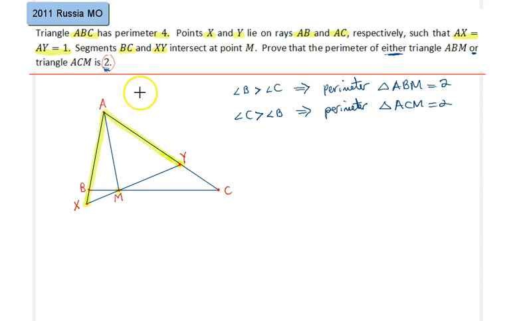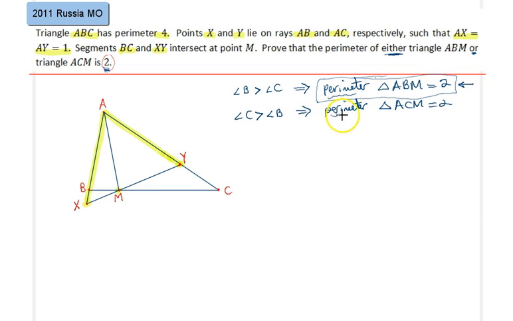So let me solve this problem for the orientation where angle B is larger than angle C. Therefore, I would like to show that the perimeter of triangle ABM is actually equal to 2. That's the result that I would like to prove.